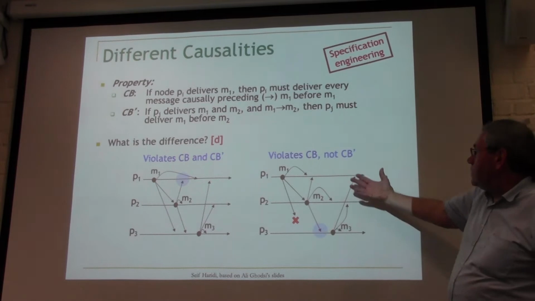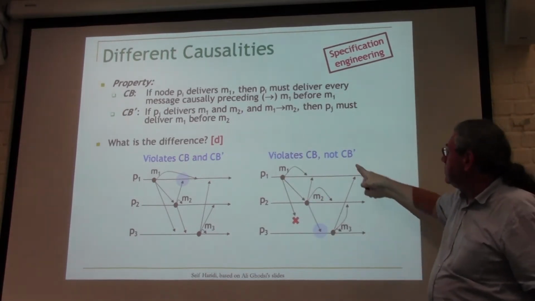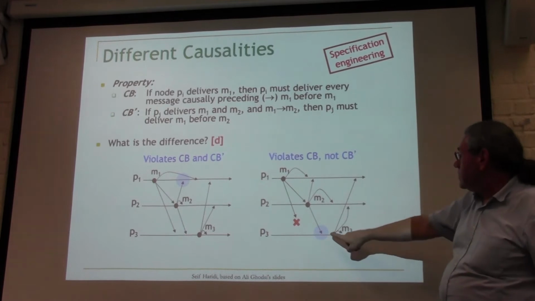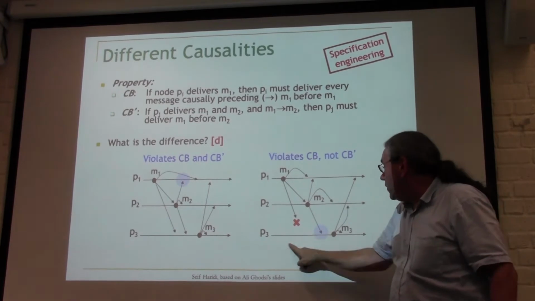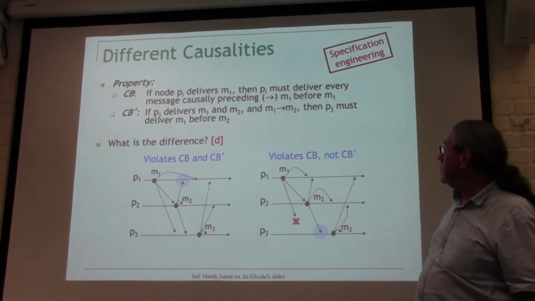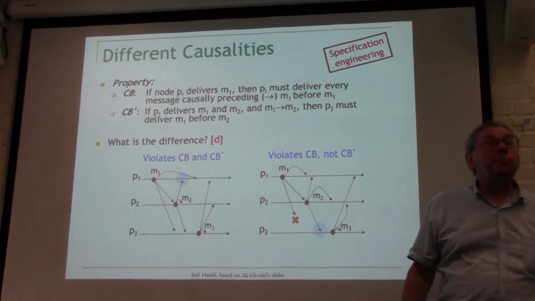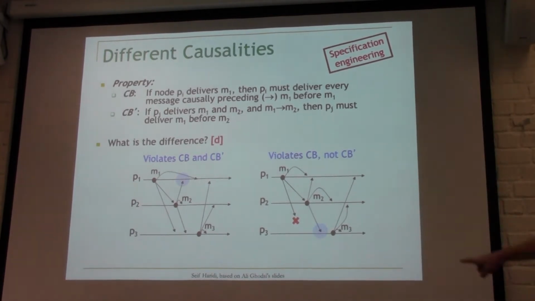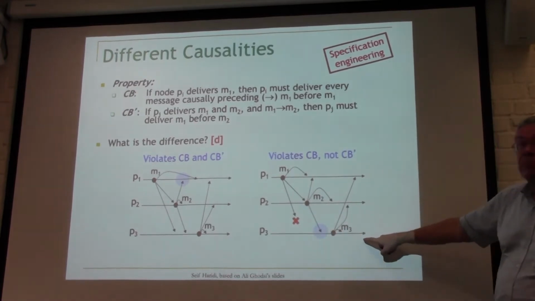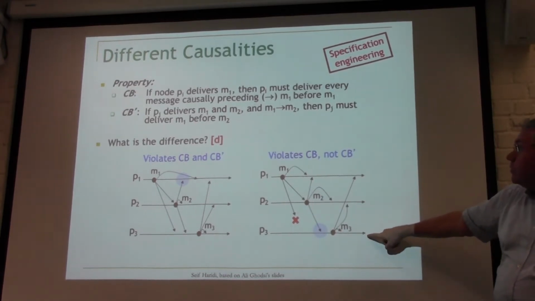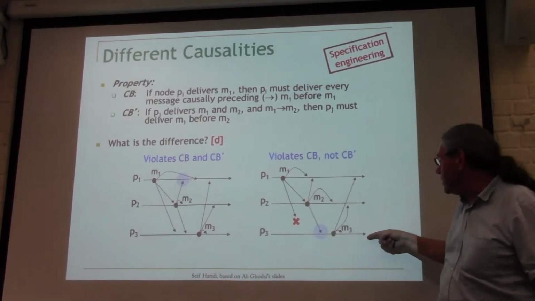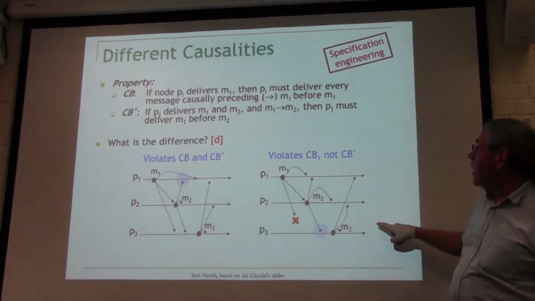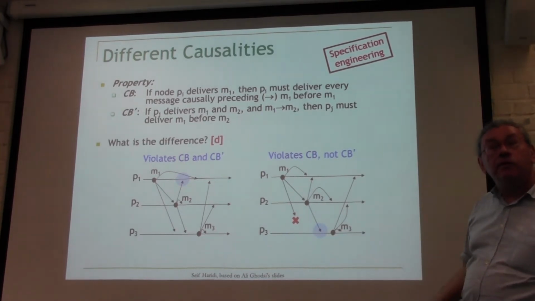So, do we accept this? Well, CB does not accept this because here I'm delivering M2, but M1 is before M2 and I'm not delivering it. So that violates CB. But it does not violate CB prime. Why not? Why does this not violate CB prime? This one on the right, at P3, yeah? This is not violating CB prime. Why not? You tell me.